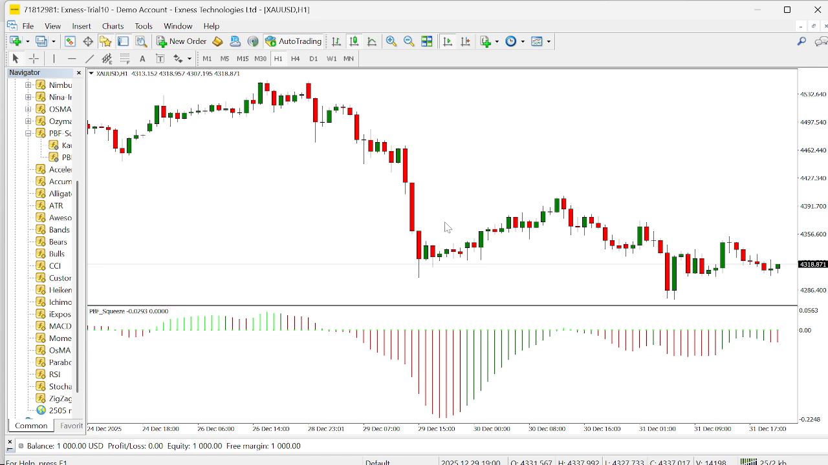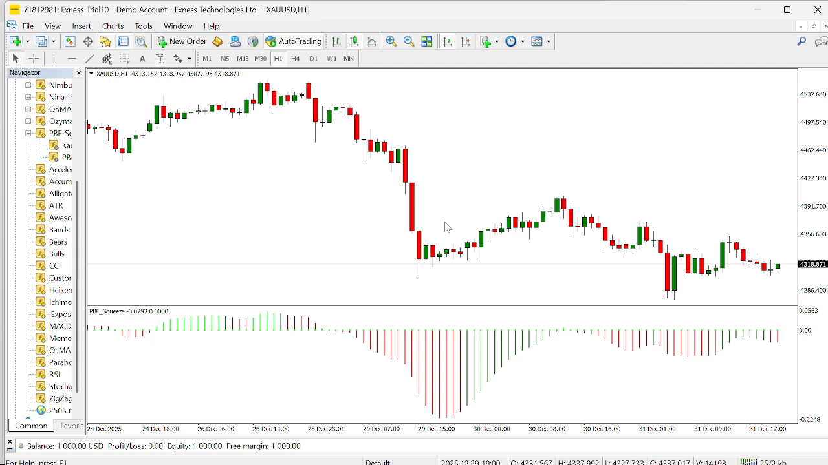As for who it is for, the PBF Squeeze Indicator is suitable for traders who want an oscillator focused on volatility, compression, and trend changes that can be used for scalping, day trading, or other approaches on MT4.